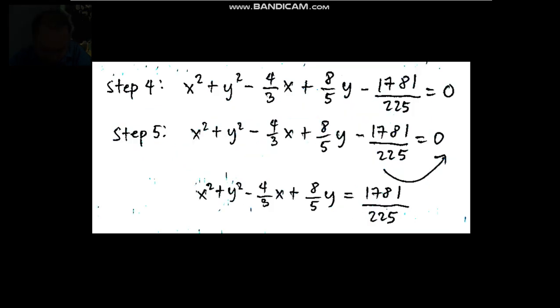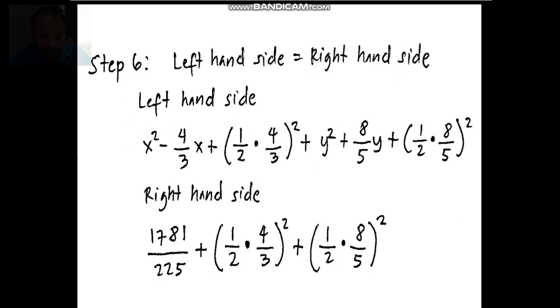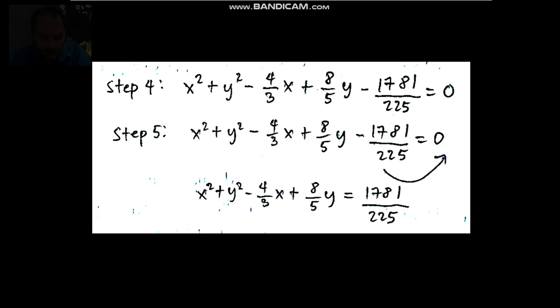In step 4, the fractions were already reduced to the lowest terms by the division of their greatest common divisors. The fraction negative 1781 over 225 remained because there were no factors to be cancelled. In step 5, although the negative 1781 over 225 could not be reduced to the lowest term, it could be transferred to the right side, making it positive 1781 over 225. The left-hand side of the equation remained the same.